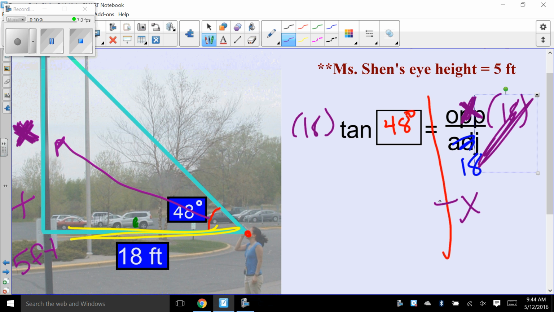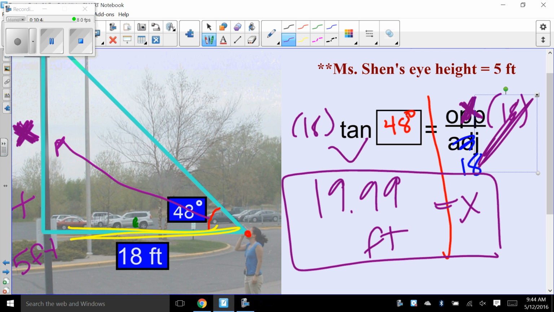18s cancel. We're looking for the height of the light post. So on the left-hand side, we have 18 multiplied by, remember that tan button, it's diagonal division sign, 18 multiplied by the tangent of 48 means that the height of our light post is 19.99 feet, so about 20 feet. I misspoke earlier, it should have been 19.99.